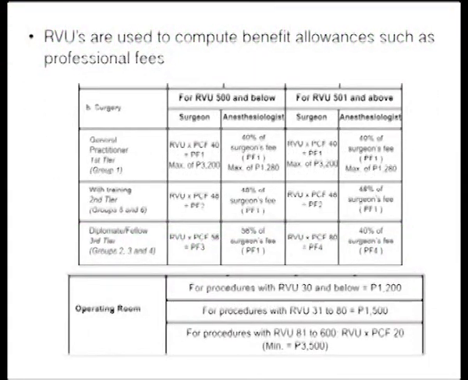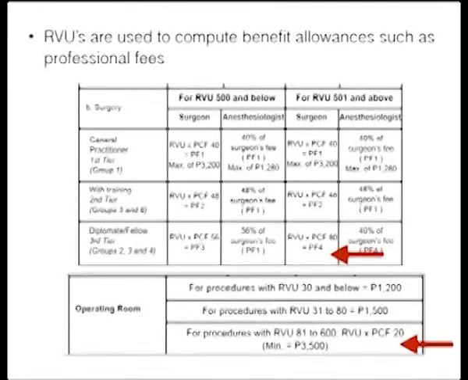Relative value units are used to compute benefit allowances such as professional fees. The higher the RVU, the higher is the benefit allowance. As shown in the tables, an RVU value of 501 and above increases professional fee of healthcare providers, as well as increases operating room benefit.